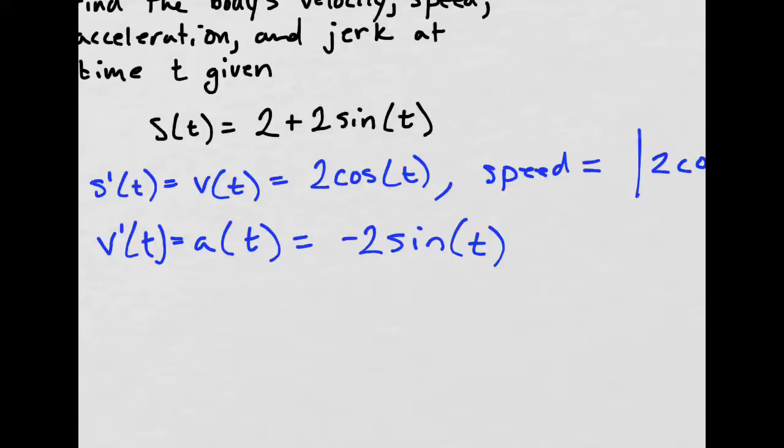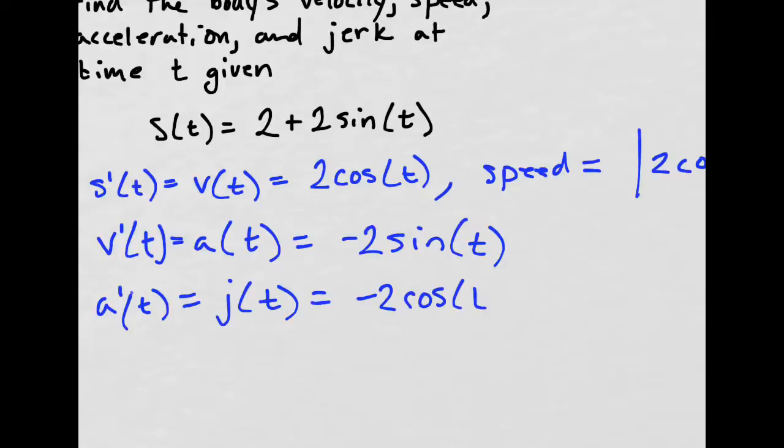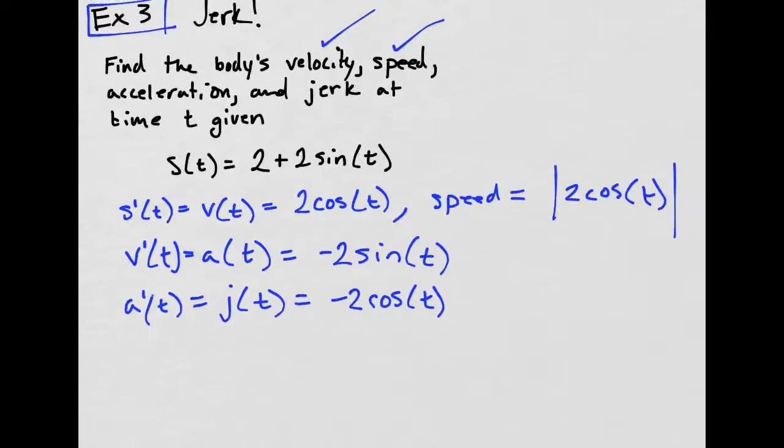And then jerk. How do I write that? You guessed it, j of t. So a prime. Did you guess it? I don't know. It was kind of quick, but the derivative of acceleration, that's going to be the jerk. The derivative of sine is cosine, so that would be negative 2, I just leave the coefficient, cosine of t. And that's jerk. Okay, so those are all the four things.